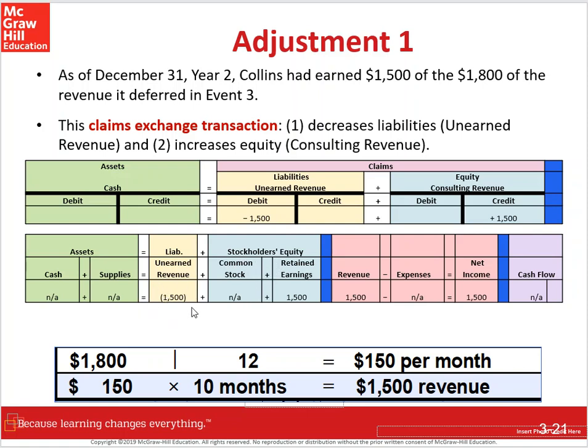We see unearned revenue, the liability, going down, leaving a remaining balance of $300 in that account. But we've got minus $1,500 equals plus $1,500 in retained earnings. So we're in balance. We've got nothing on the asset side. We have a claims exchange, negative $1,500 plus $1,500 equals nothing on the liability and equity side. And we see our revenue going up. So we've moved it from being unearned revenue as a liability to real revenue on the income statement.